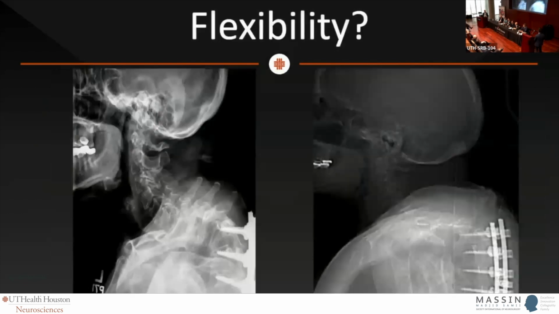And so we got some additional imaging studies just to identify whether there's any flexibility. On the left is the upright, on the right is the supine CT. So it doesn't appear to be very flexible.